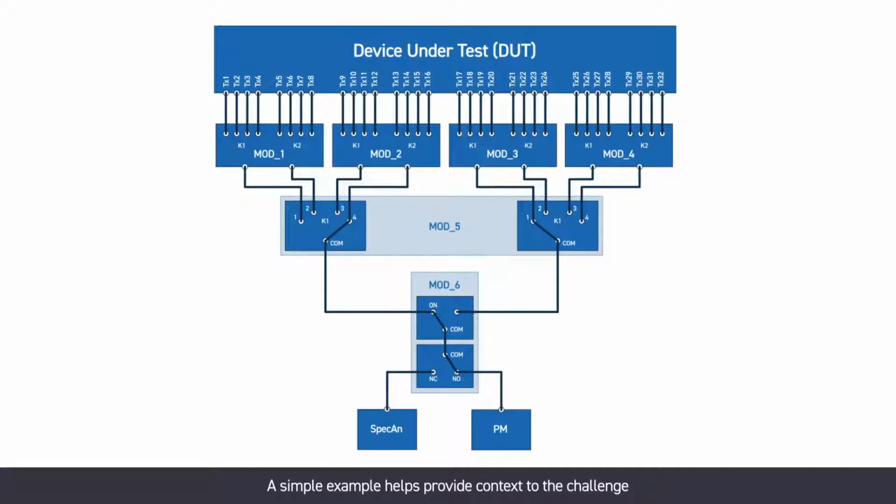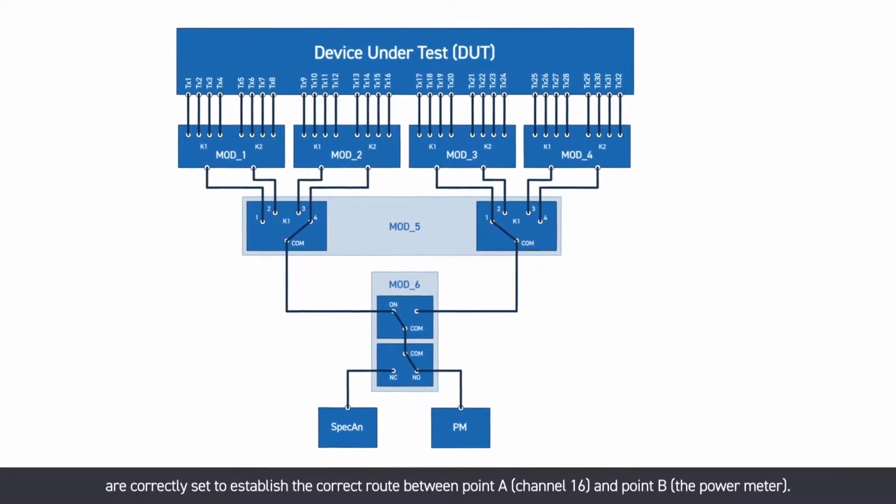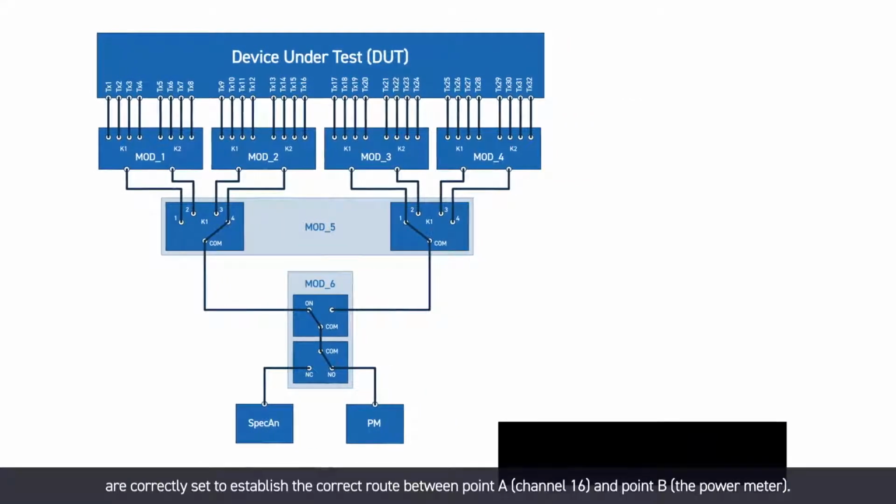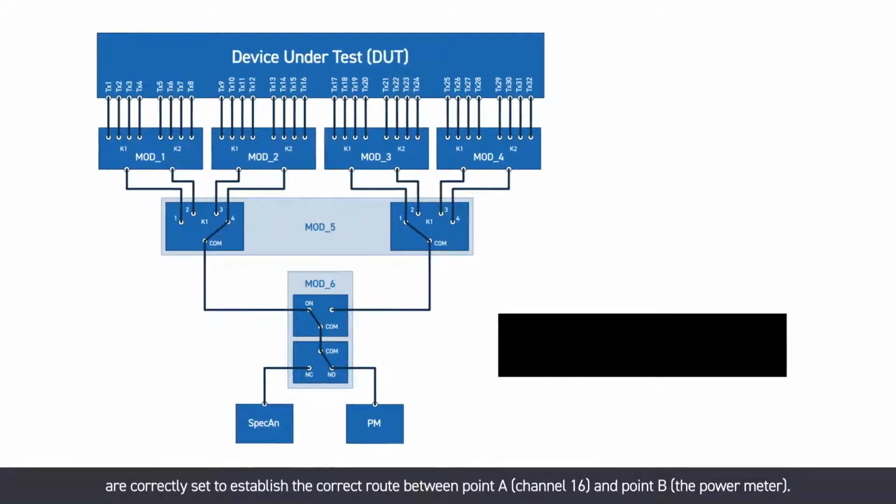A simple example helps provide context to the challenge. A multi-port device is routed through a switching system to a power meter and spectrum analyzer. The switch is designed as a matrix, using PXR relay modules interconnected with coaxial wires. To make a peak power measurement of channel 16, we need to ensure that all switches are correctly set to establish the correct route between point A, channel 16, and point B, the power meter.